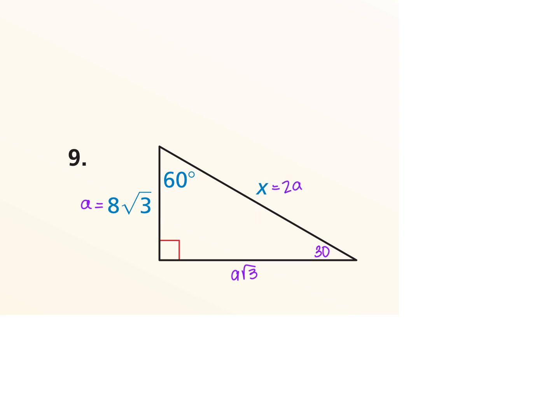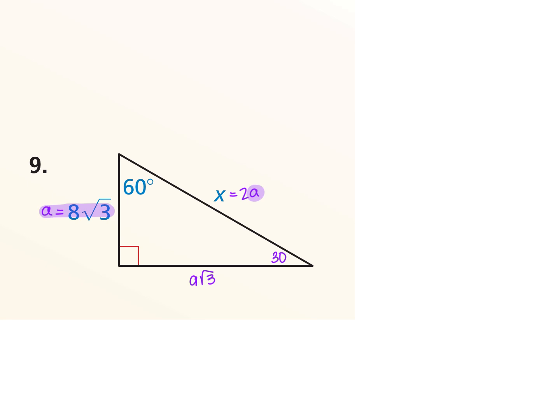I'm trying to solve for x. Did they give me A? Yes, they did, which is right here. All I'm doing is plugging it in for A. So looking at it, I'm going to get x equals 2 times 8 times the square root of 3. Solving this, x is going to equal 16 radical 3. And I'm done. I don't have to simplify it. That's my answer.